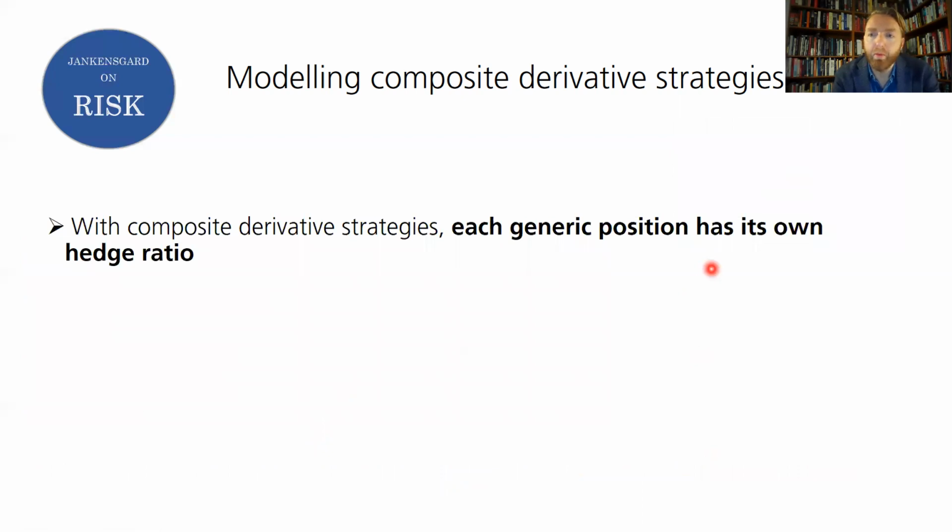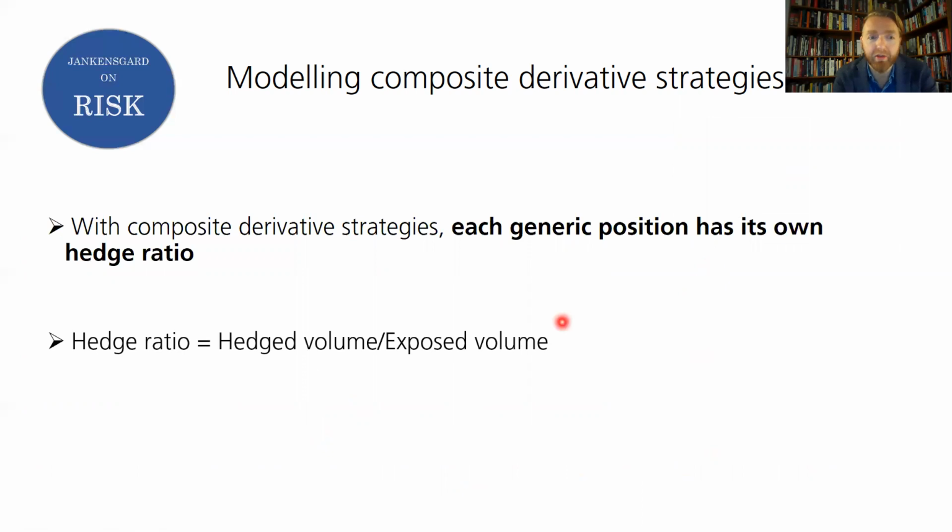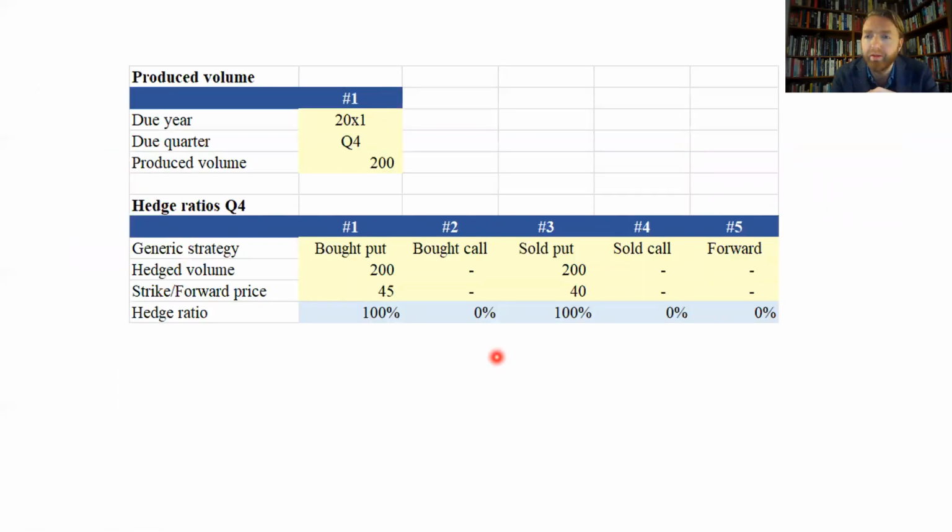So what happens now as we move on to composite derivative strategies is that each of these generic positions has to have its own hedge ratio. And these are user selected, right? And the hedge ratio, another recap here, is hedge volume over exposed volume. So it ranges normally between 0 and 100%, which is when you cover your entire exposure and you've eliminated price risk. So that has to be selected for each of these positions that make up the composite strategy.